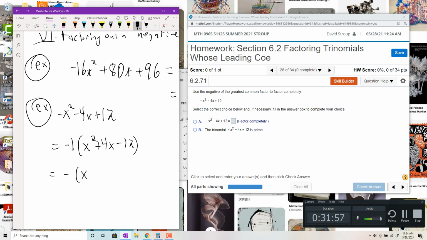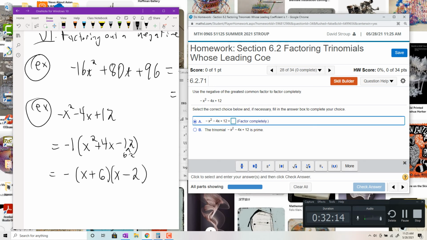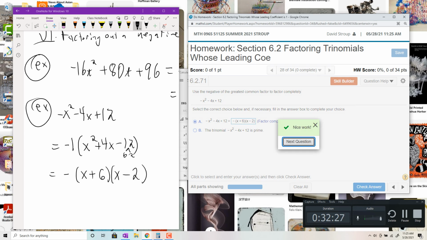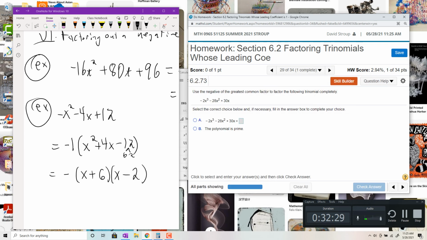This is x plus, x minus. And then we need two numbers that multiply to 12 but subtract to 4. So I think 6 and 2, right? And the bigger has to be positive. 6. And let's see if it works. So negative, hopefully it'll be okay with just putting negative there. x plus 6 times x minus 2. Yay. What's next? So we'll just do a whole spiel of these.